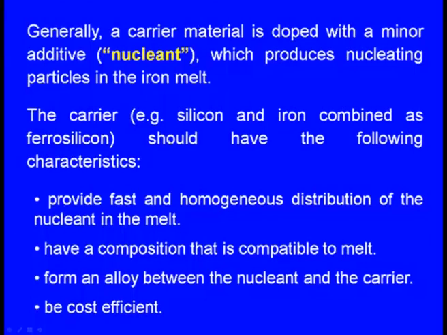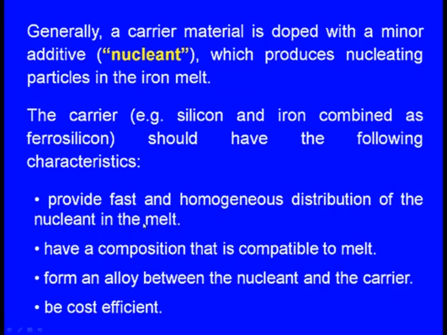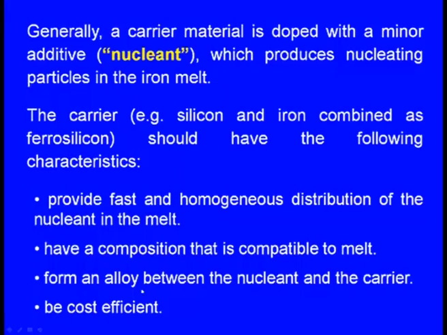Generally, a carrier material is doped with a minor additive or the nucleant, which produces the nucleant particles in the iron melt, right. So, to add this nucleant to the molten metal, a carrier material is used. This carrier, for example, silicon and iron combined as ferrosilicon. Here the ferrosilicon acts as the carrier, and it should have the following characteristics. It should provide fast and homogeneous distribution of the nucleant in the melt. It should have a composition that is compatible with the melt, meaning it should not disturb the composition of the melt. And it should form an alloy between nucleant and the carrier, and it should be cost effective. So, these are the characteristics required for a good carrier material.